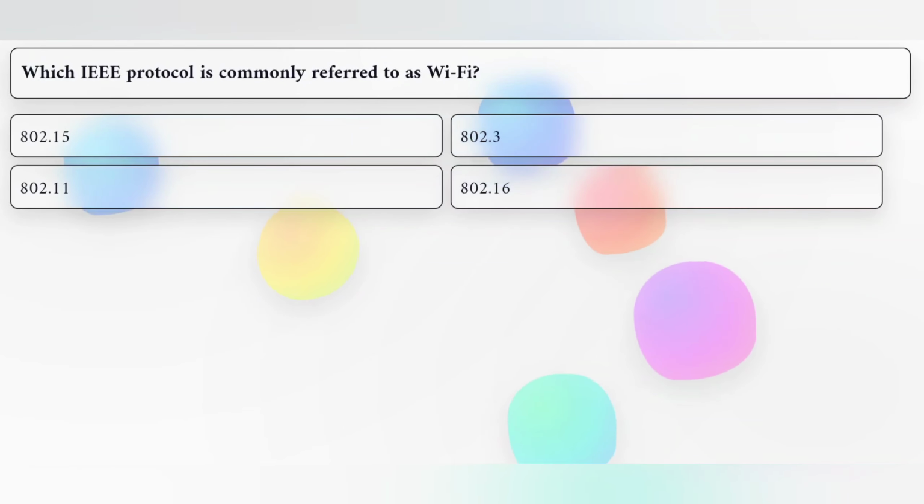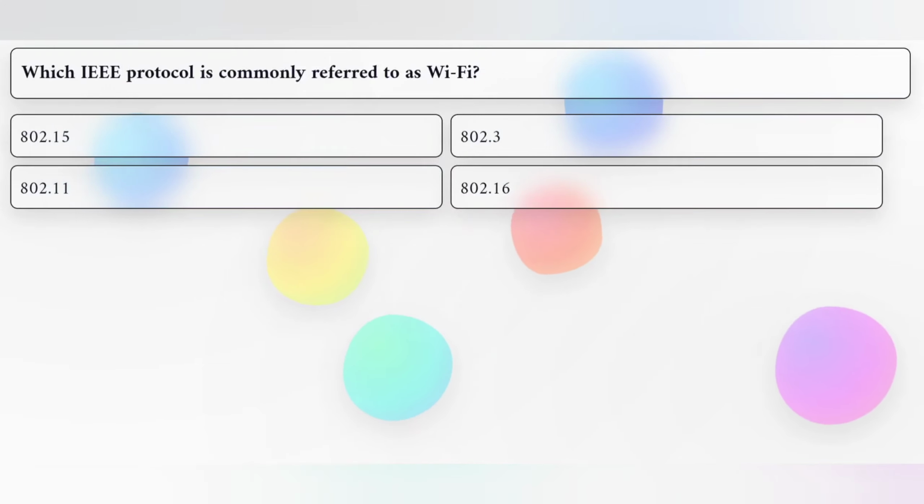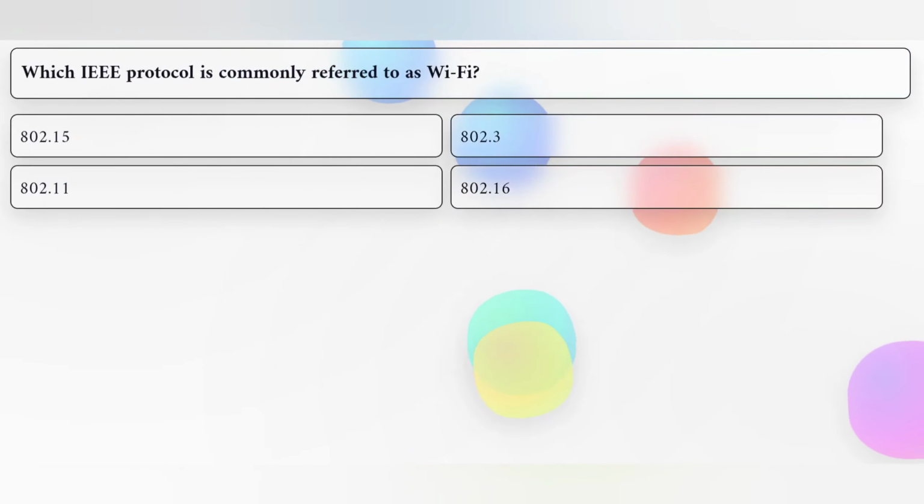Which IEEE protocol is commonly referred to as Wi-Fi? 802.15, 802.3, 802.11, 802.16.